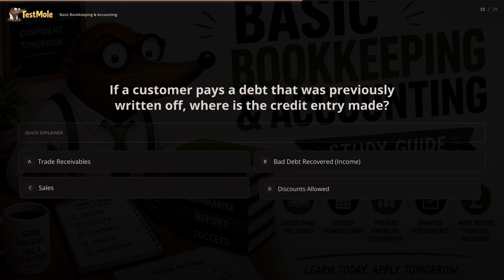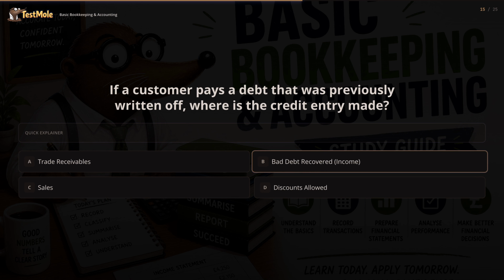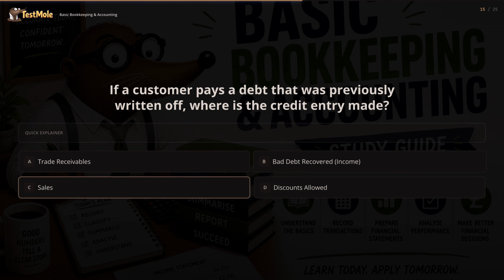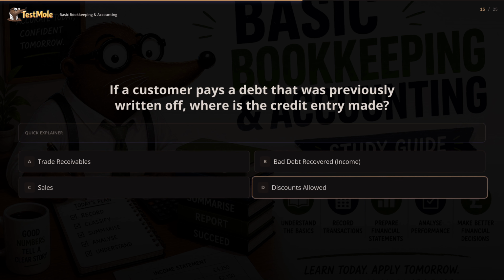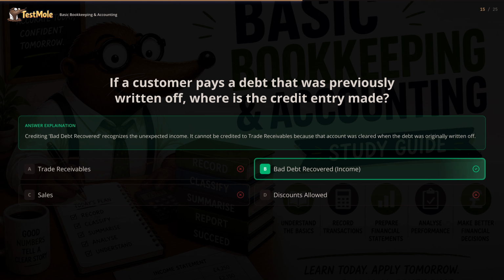Here are the options. A. Trade receivables. B. Bad debt recovered, income. C. Sales. D. Discounts allowed. The answer is B. Crediting bad debt recovered recognizes the unexpected income. It cannot be credited to trade receivables because that account was cleared when the debt was originally written off.